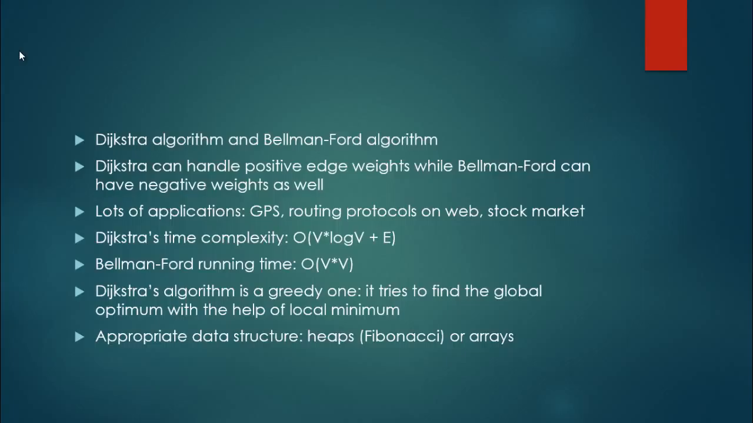Dijkstra's algorithm is a greedy one. It tries to find a global optimum with the help of local minimum. An appropriate data structure for this is the heap data structure, or we could use arrays, but heaps are much more popular. Binary heaps are good, but a well-implemented Fibonacci heap is the winner. With the help of a Fibonacci heap, we can make sure that Dijkstra's algorithm will run very, very fast.